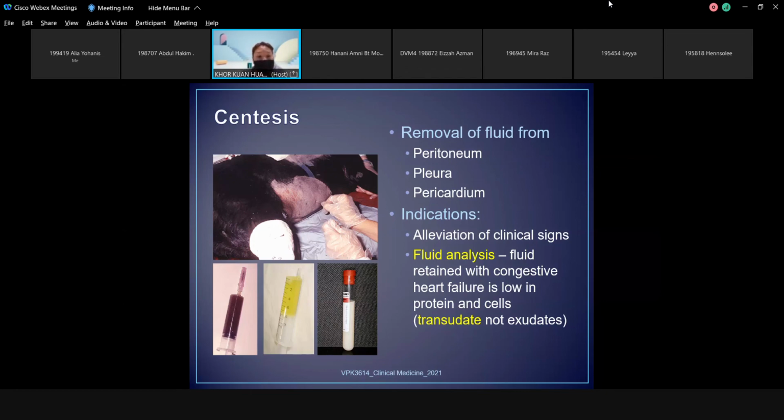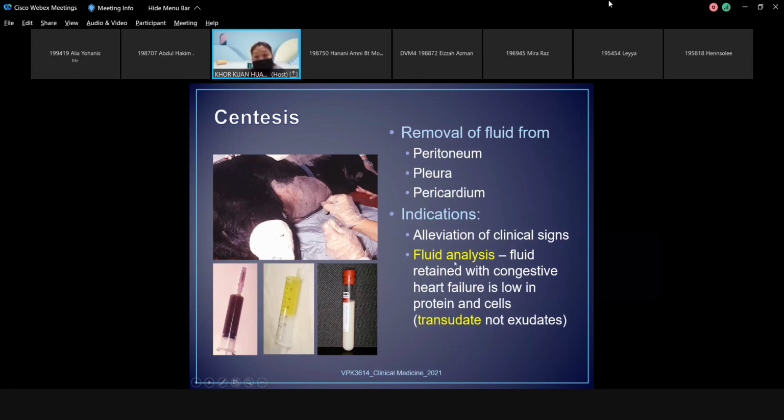Okay, so all this fluid, you then need to see, is it hemorrhagic? What is the color? Is it yellowish? Okay, is it a transudate? Is it an exudate? Why is it looking white in color? Is it cloudy? So often when you get this kind of fluid, you will take a sample and then you will do a fluid analysis.